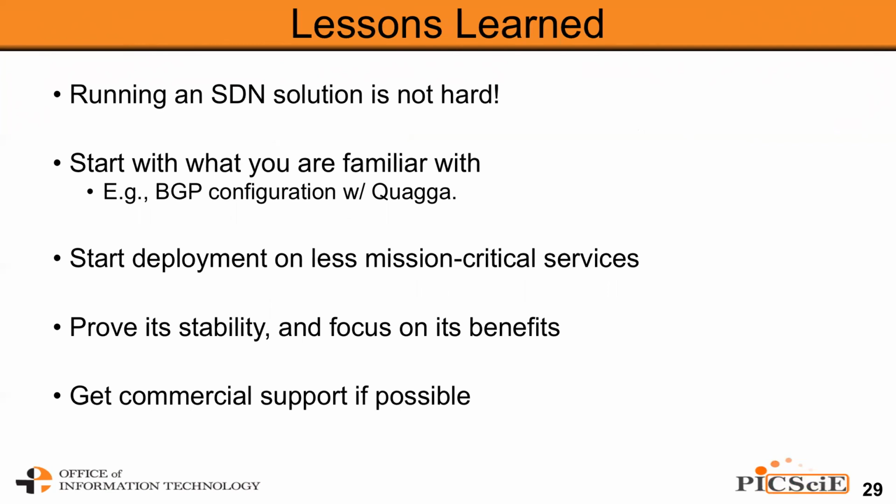Start deployment on less mission critical services. We were kind of lucky in that we had a second internet connection and we had a small Science DMZ subnet to start with. So whatever we did did not disrupt the actual campus network BGP sessions. That was good. Maybe other institutions can find similar methods to do this. When you do this, try to prove its stability and focus on its benefits. And of course, try to get commercial support if possible.